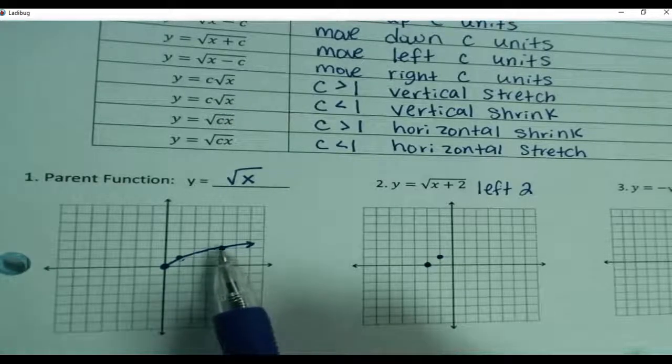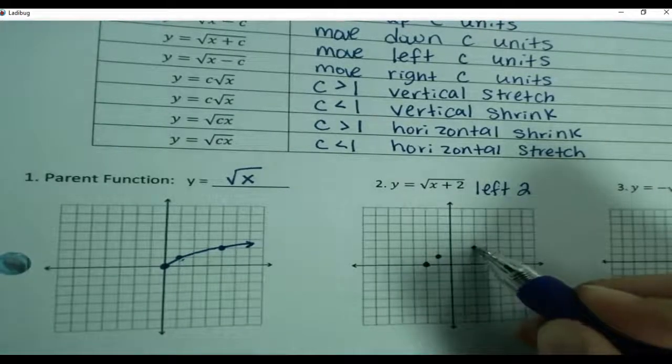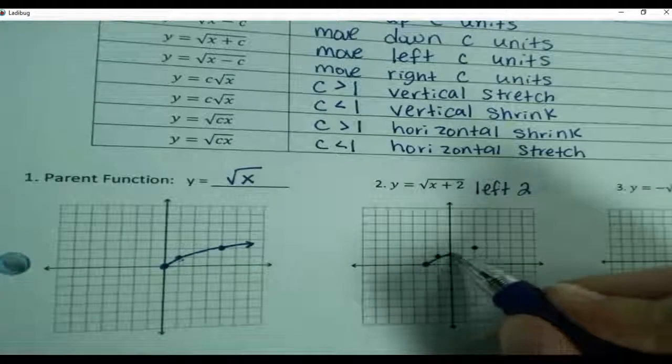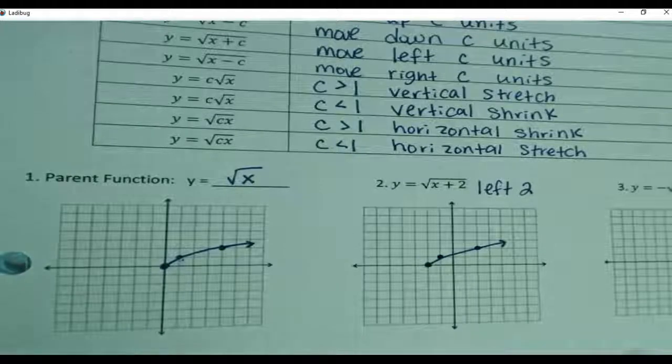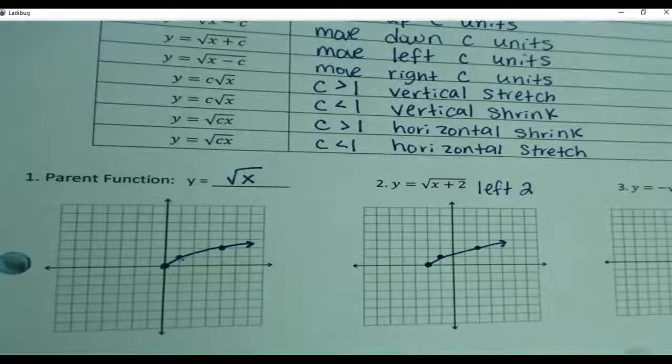So then 4, 2, if I go left 2, I'm at 2, 2. And there it is. So same exact graph, just all moved left 2. Questions?